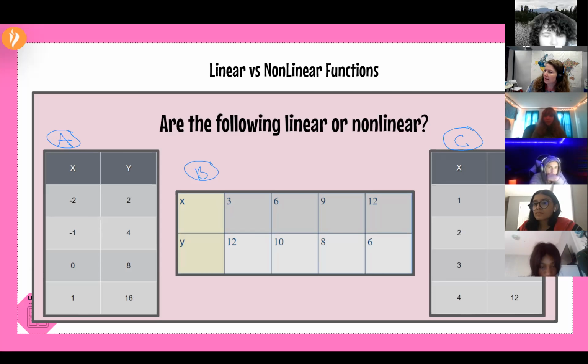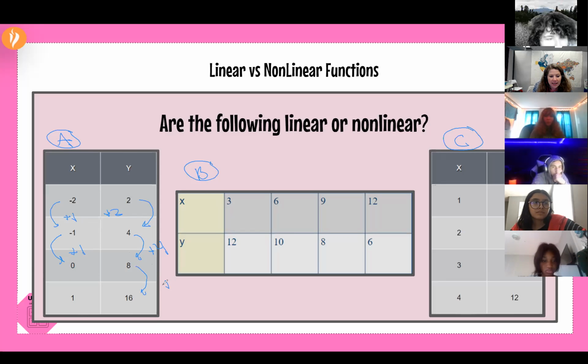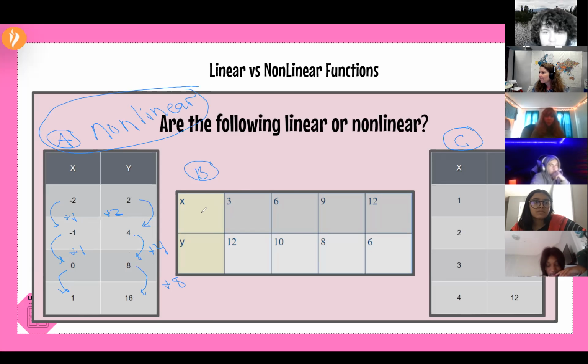Good job, guys. All right, so letter A, our change in Y from 2 to 4 is +2. And then from -2 to -1 is +1. So 2 over 1. And then we see it here from 4 to 8 is +4, which is okay if these numbers change, but you got to make sure your final ratio or your final fraction doesn't change. However, this one is still +1. And then here we have +8 over +1. So this is non-linear because the slope kept changing. So A is nonlinear, okay?